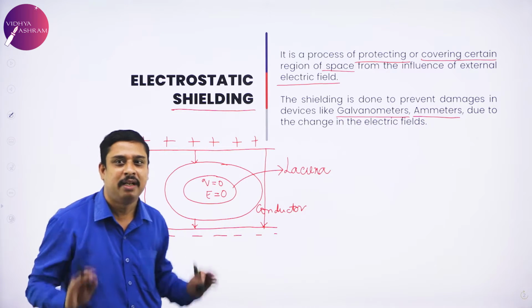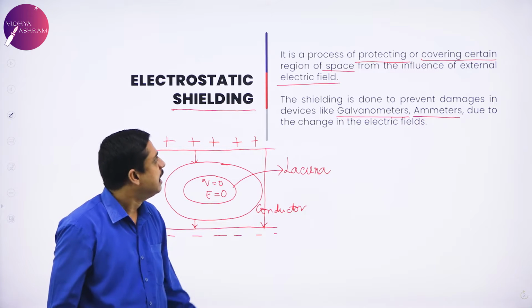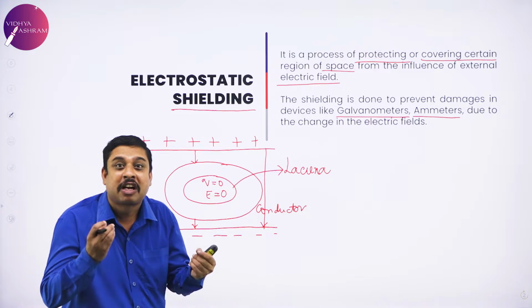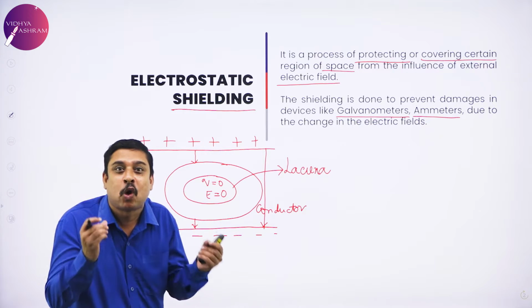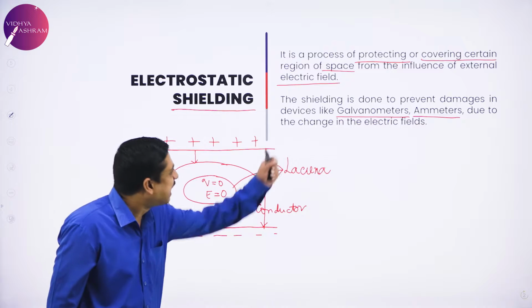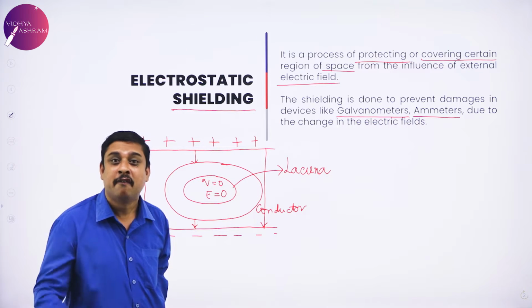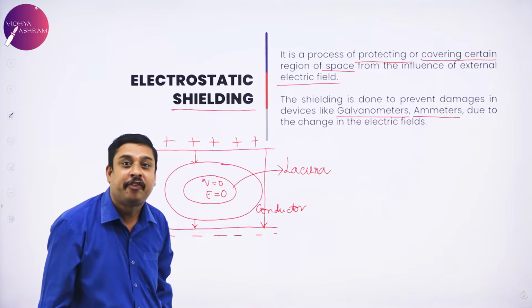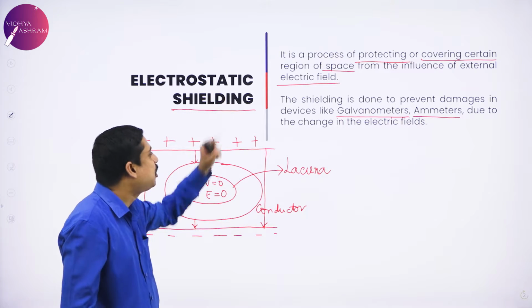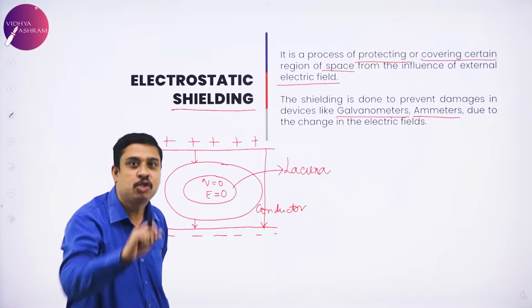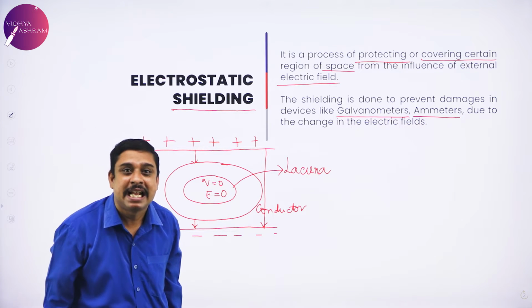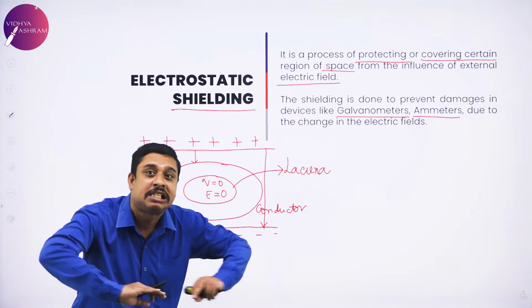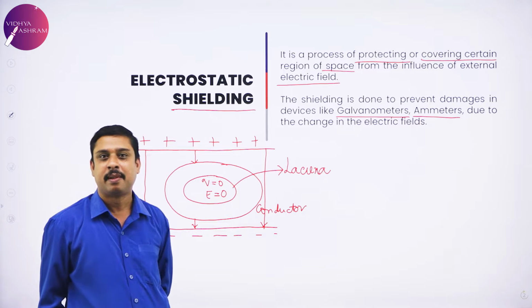So very simple. You have understood the entire process of covering or protecting a certain region of space from the influences of a field, an electric field, is called electrostatic shielding. That is why when there is intense lightning or thunder, lightning means what? Sudden discharge of electric charges.